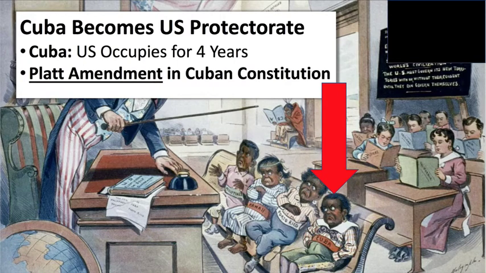So the United States is going to occupy Cuba for 4 years, and we insert the Platt Amendment into the Cuban Constitution. So Cuba is going to develop its own constitution because theoretically Cuba is a quote-unquote independent country, right? But we have enough authority and power over Cuba that we force Cuba to include an amendment into their constitution which benefits the United States. So they were very kind of independent, as it were.